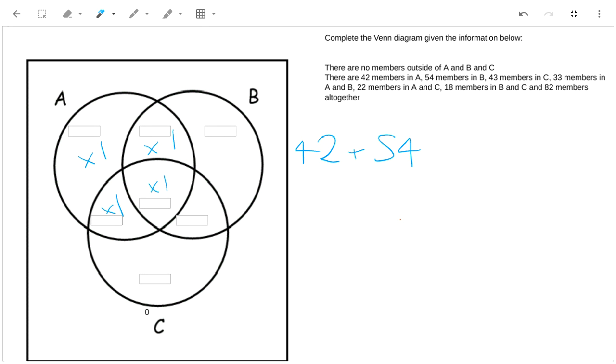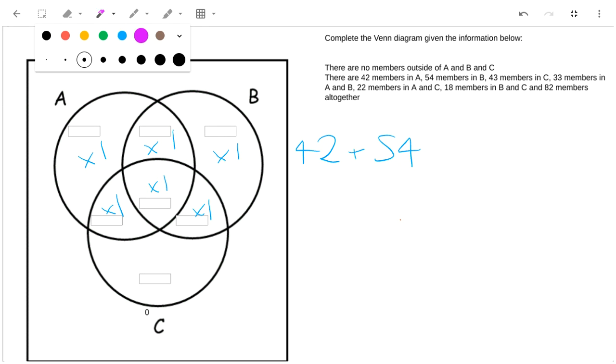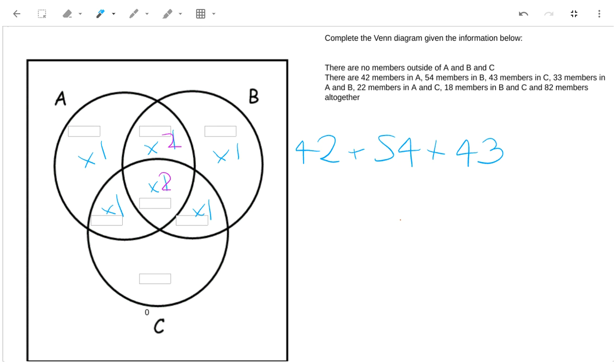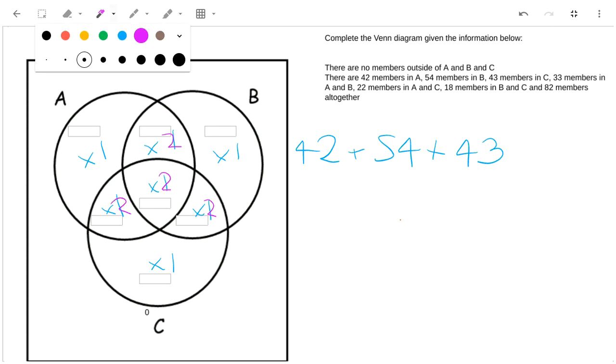I'm going to count the zones in B now. These two are one each, but then I have doubled up these two there. And let's count C. It's going to give me 43 more. Now I've doubled up those two zones, and I've now actually got 3 in the middle. I've counted it 3 times. Okay.